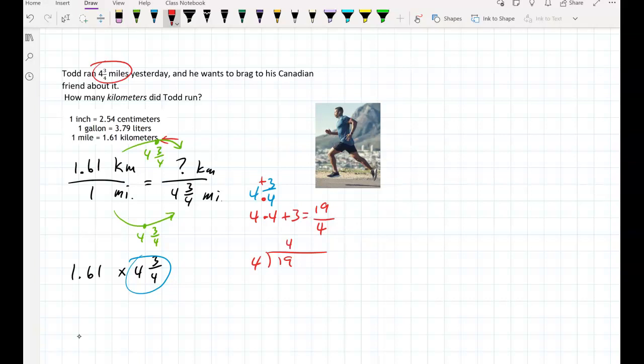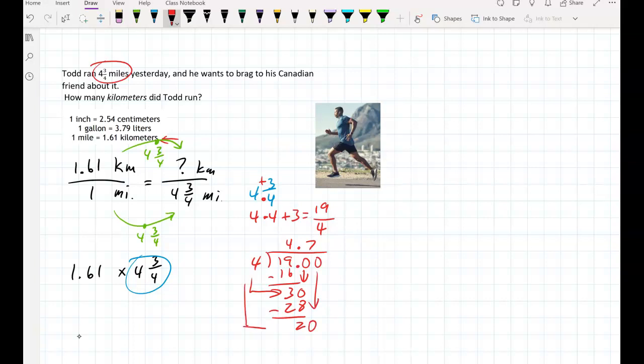Well, 4 times. And 4 multiplied by 4 is 16. 19 minus 16 is 3. So I have a leftover, I have a remainder. So I put my decimal here, bring my decimal up, add a 0, bring it down. And now 4 goes into 30 7 times. 4 multiplied by 7 is 28. 30 subtract 28 is 2. I have a remainder.